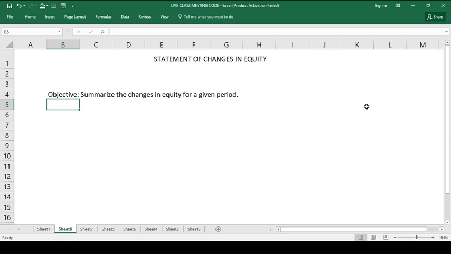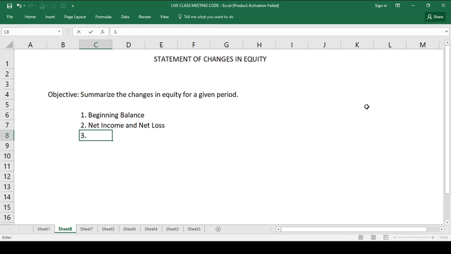And then, because we try to determine the changes in equity, the contents of the statement of changes in equity are, first, the beginning balance of equity. Then the second one, net income or net loss, because net income and net loss have an impact on the change of the equity section of the balance sheet.